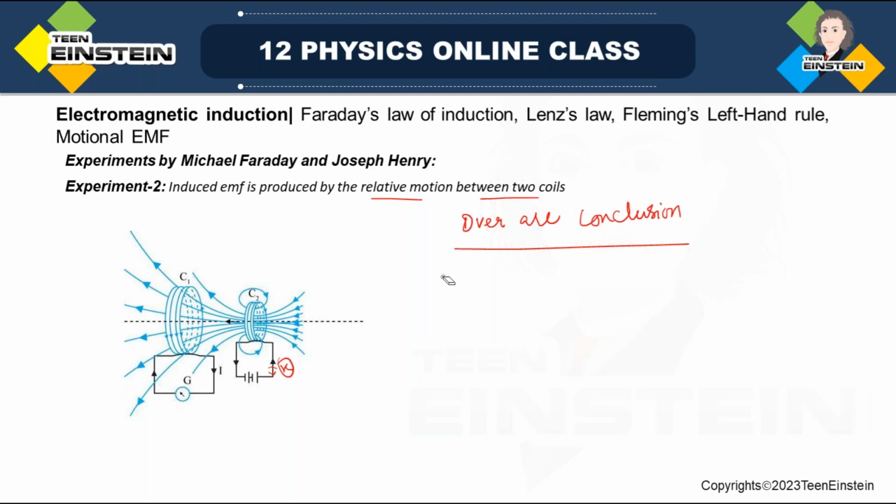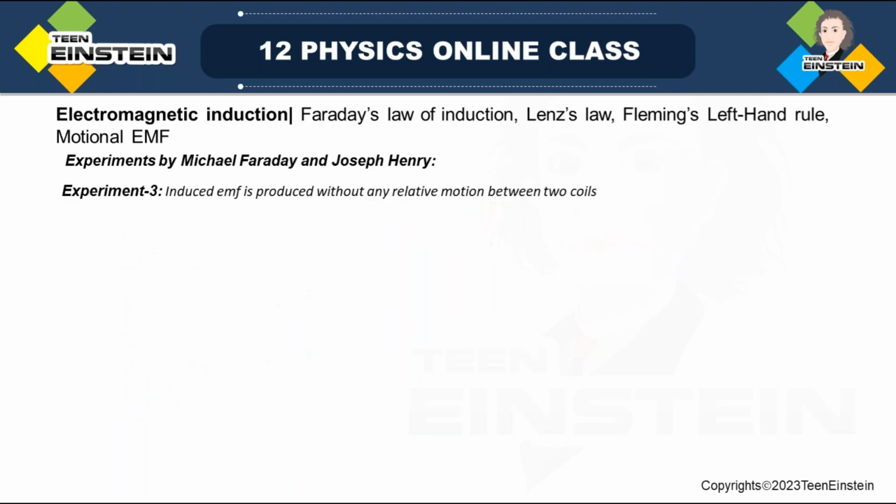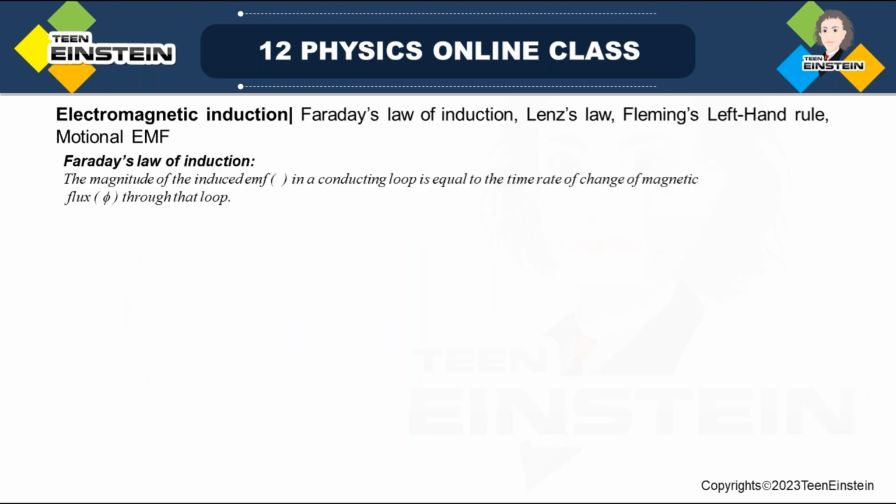Now, that is the origin of the current in the coil C1. Now, putting all these observations together, Faraday gave a law about this induced EMF. Faraday's law gives the magnitude of the induced EMF that is getting induced in the coil.